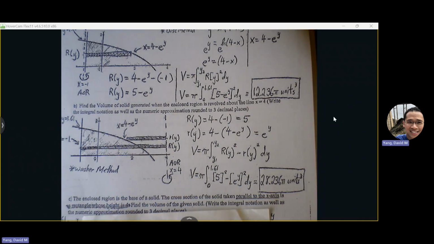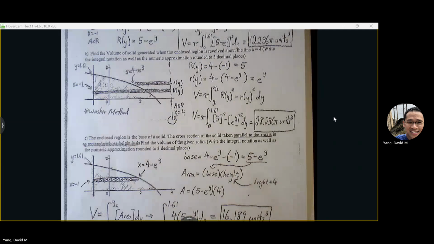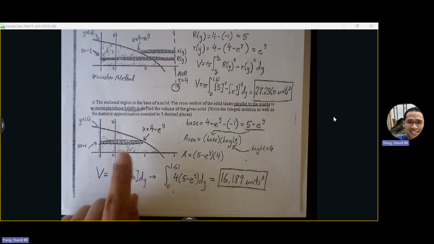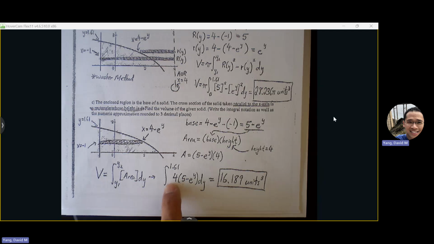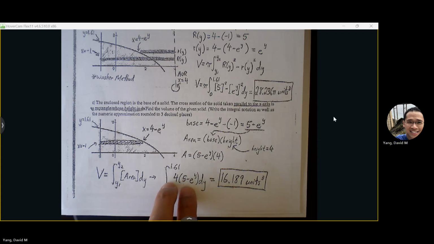Okay, parallel to the x-axis, which direction is that? Horizontal, yeah. The x-axis is this way, and we're parallel. Notice that we're not going to be squaring here because we already have our base and height, and it looks like the height is just a number, so it's just 4 times 5 minus e to the y. We don't square this. We already have our two dimensions here. Height is just 4.